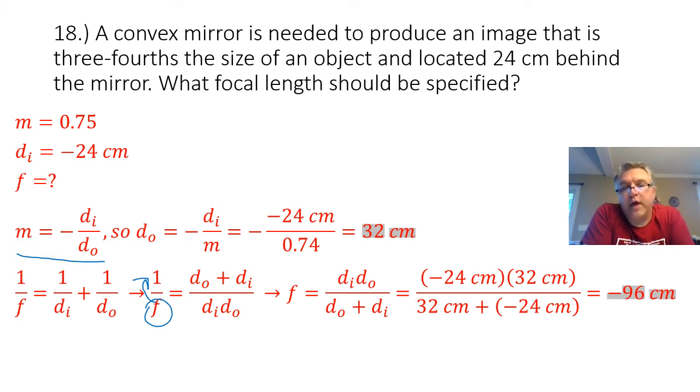When I do that, I'm going to have the focal length equal to the image distance times the object distance divided by the object distance plus the image distance. Plugging all of my known variables for the image distance and object distance into that equation will give me a focal length for this mirror of negative 96 centimeters.